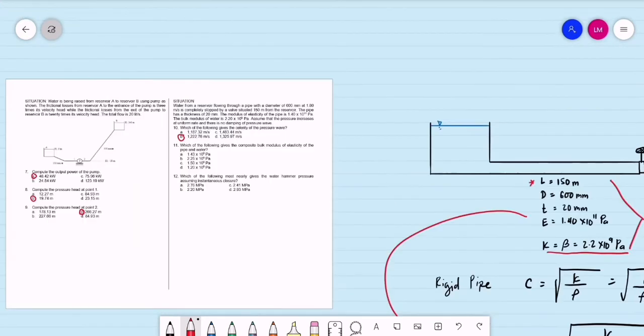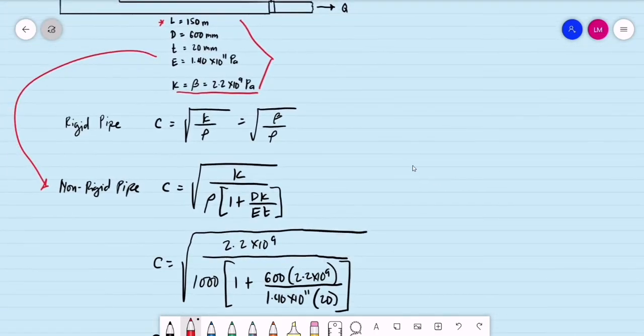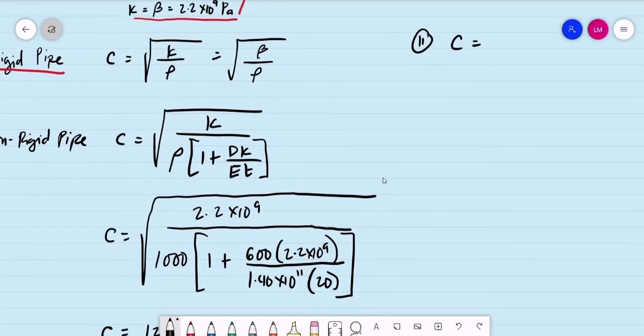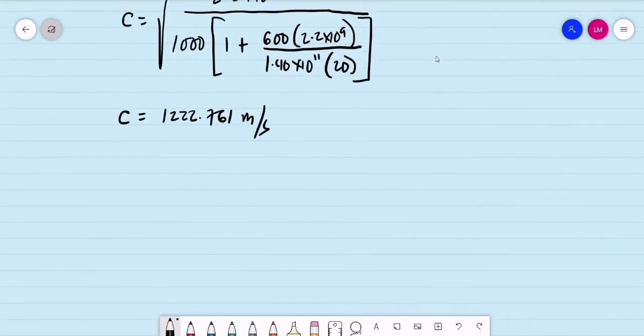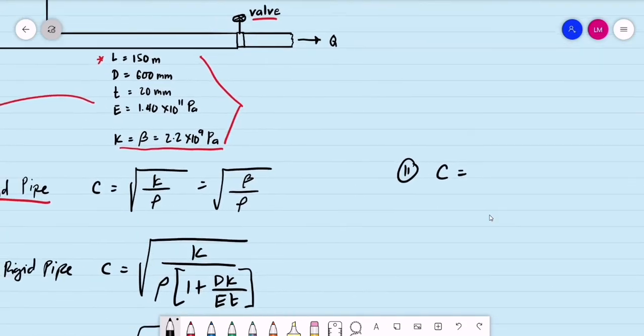Is that number 11? Number 10, number 11. So sa number 11, gagawin lang natin siyang rigid. Okay? Yung tanong sa number 11. So, gagawin lang natin siyang rigid using yung na-compute natin na celerity dun sa number 10. So, ano yung sagot natin sa number 10? Ito yon. Yan yung gagamitin natin, pero i-analyze na lang natin siya as rigid pipe.